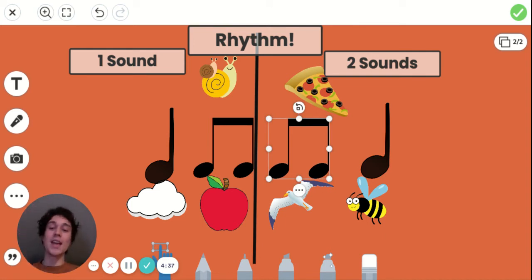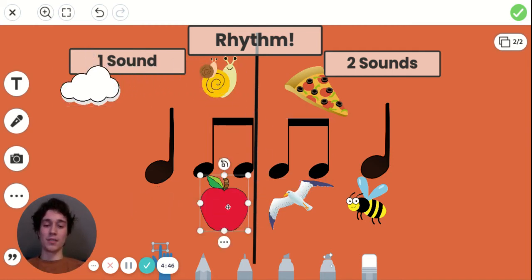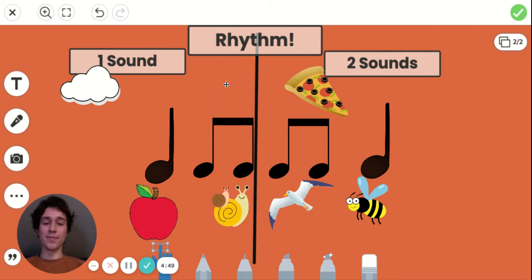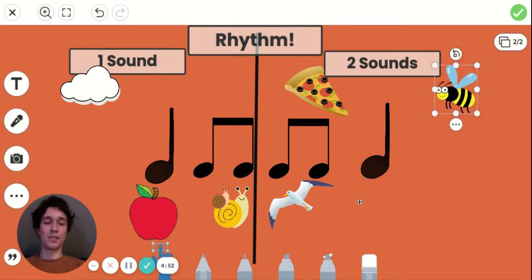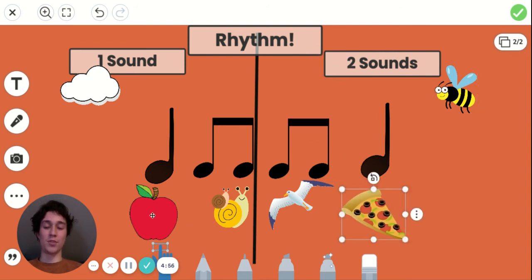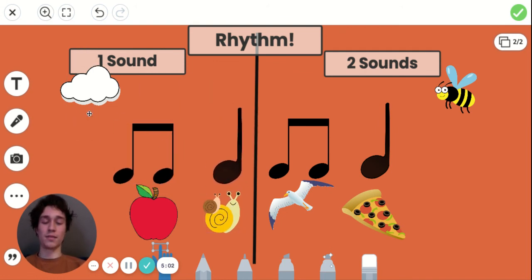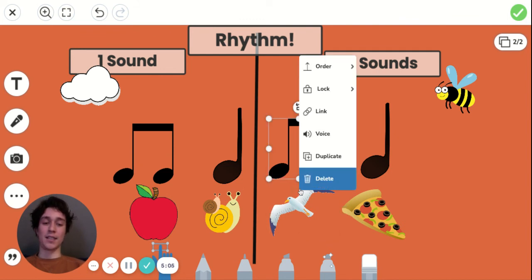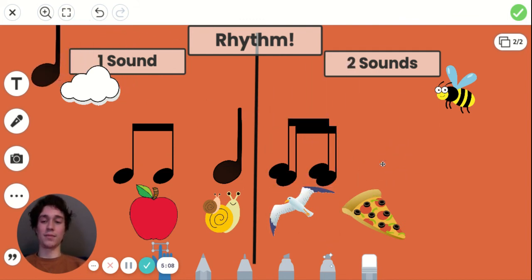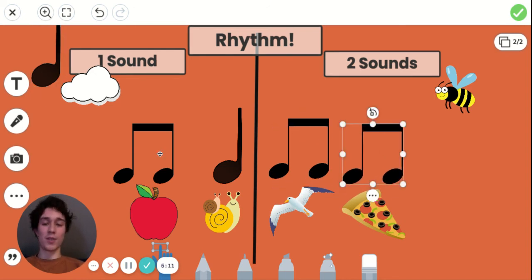You try it, ready with me? Ta, ti-ti, ti-ti, ta. Good job. And we can change this however we want. So we could swap this out, move this, so we'd have like this. So now we have apple. Sounds like two, so we're going to move this. Apple, snail, that's a one sound one. Seagull is two. Pizza is two. So we'll have to swap this out. So our pattern would sound like this. Apple, snail, seagull, pizza. Since we're musicians, we'd say ti-ti, ta, ti-ti, ti-ti.